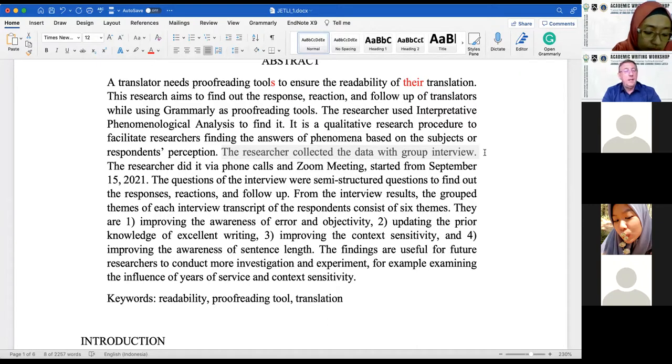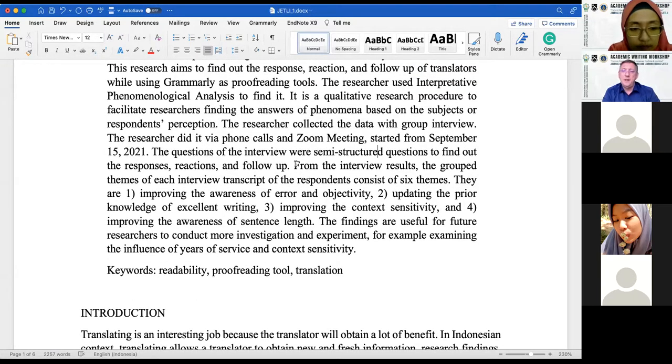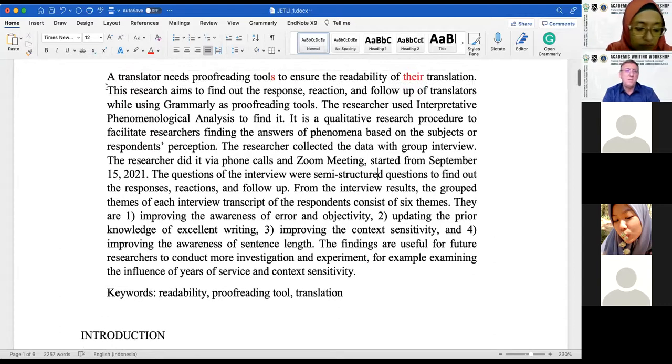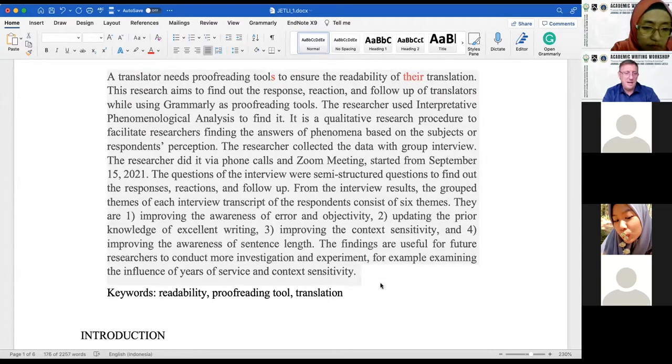So there must be some mention of ethics approval in this paper. There must be some mention of ethics approval. The researcher did what? Again, what is it? Phone calls and Zoom meeting. Again, I'm really not sure of what is going on. Who are the participants? There's so much information missing from this abstract.